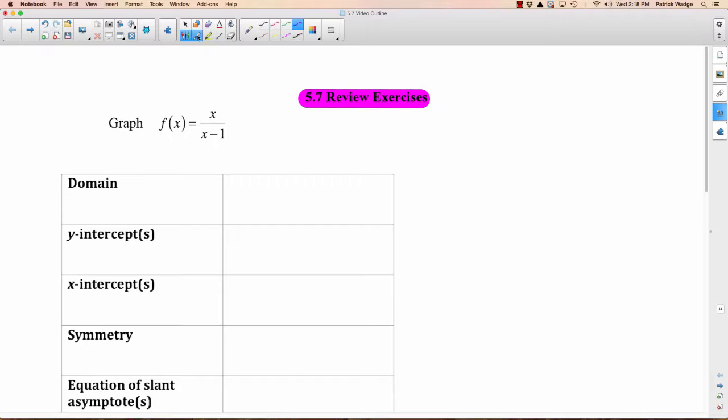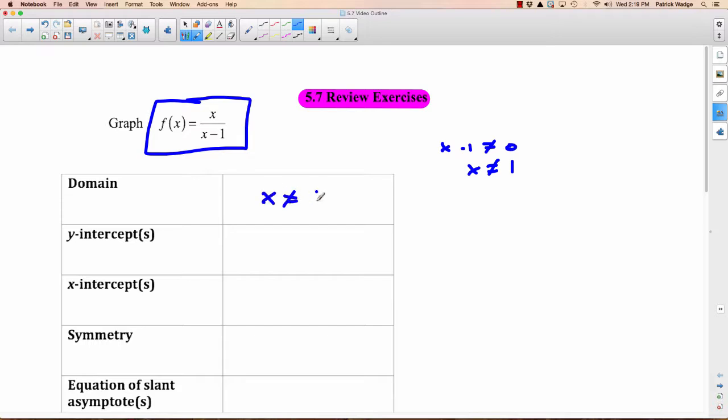Okay, so here we go. Here's what we're graphing: f of x equals x over x minus 1. So I want to know the domain. For domain, you look for square roots. There is none. You look for denominator. There is one. What needs to be true is that x minus 1 cannot equal 0, which means x cannot equal 1. So that's what you'd write in here. Don't show your work in here. Just put your answer: x cannot equal 1. This will make it much easier for me to mark.